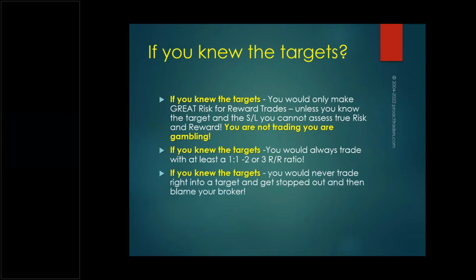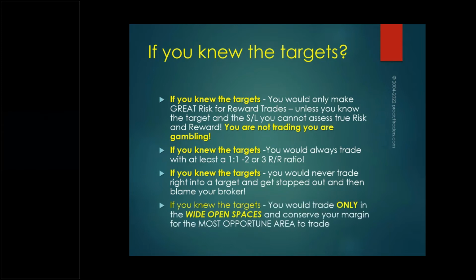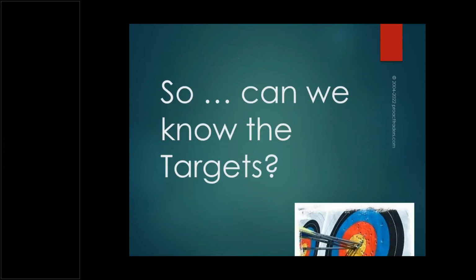If you knew the targets, you would never trade right into a target and get stopped out and then blame your broker. Oh, the doggone broker stopped me out again. No, he didn't. You traded right into the target because you didn't know where it was. If you knew the targets, you would trade only in the wide open spaces, and you would conserve your margin for the most opportune area to trade.